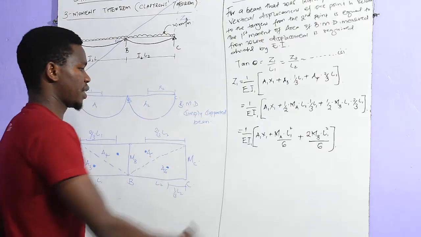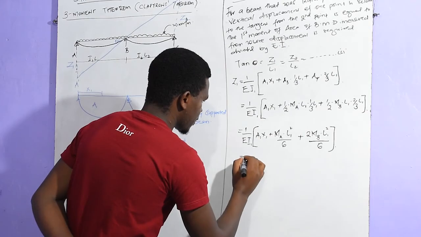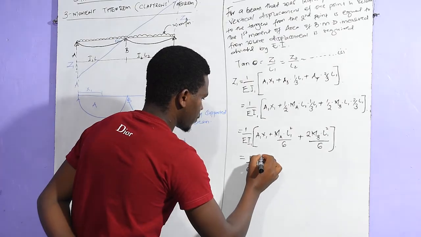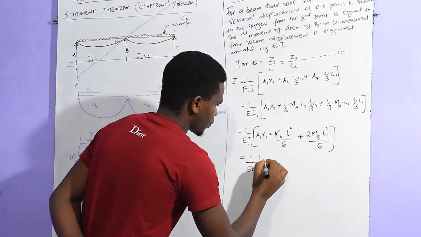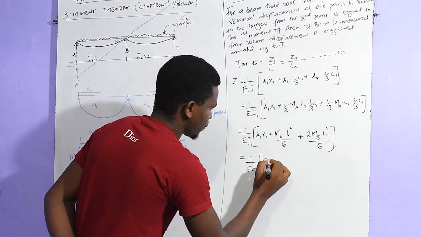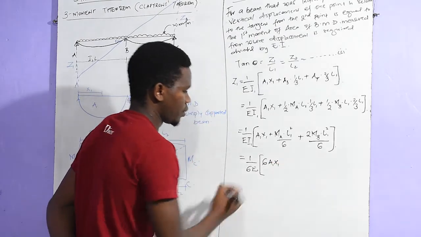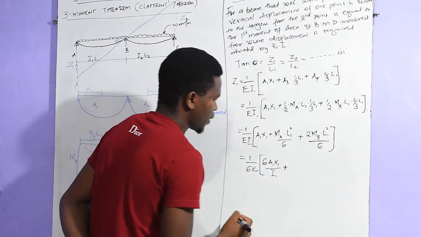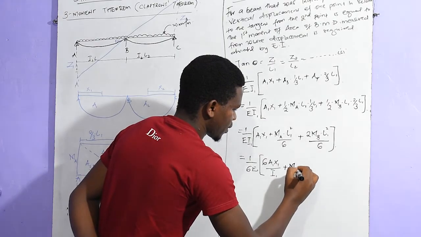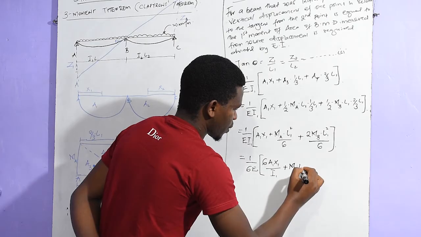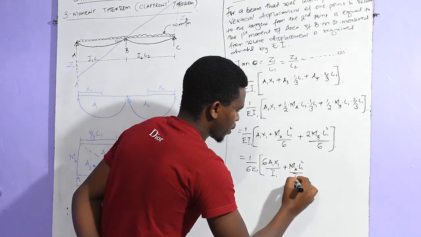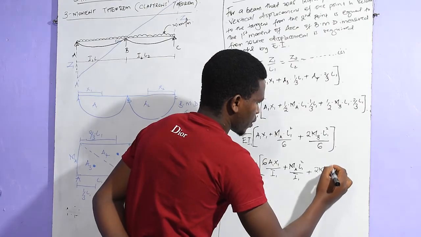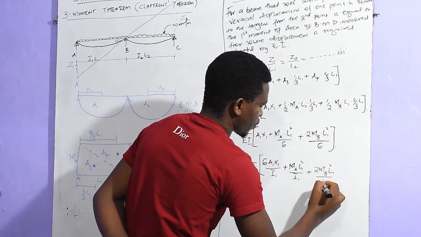Factoring 6 outside and then dividing by I will give us 1 over 6E, open the bracket, 6 area 1 x1 all over I1, plus moment at A, L1 squared all over I1, plus 2 moment at B, L1 squared all over I1, like so.